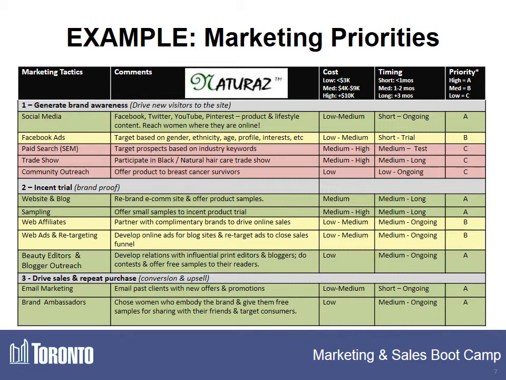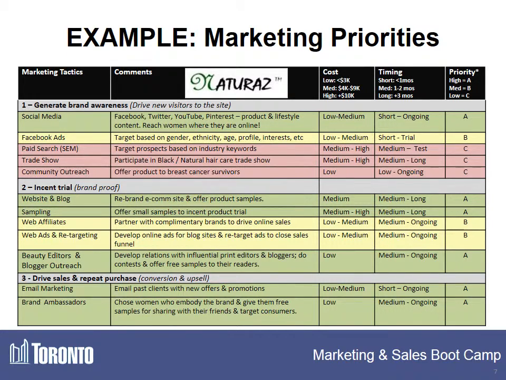So going back to my hair care brand, here's how I took those 12 tactics and I laid them out into a strategic framework. And all this is, it's a way for us to measure each of those 12 tactics, measure them in terms of how much they cost, how long it'll take to develop them, and how much of a priority is it. So for example, for the hair care brand, we had 3 goals or objectives in the very beginning. The first objective is to generate brand awareness, number 1.